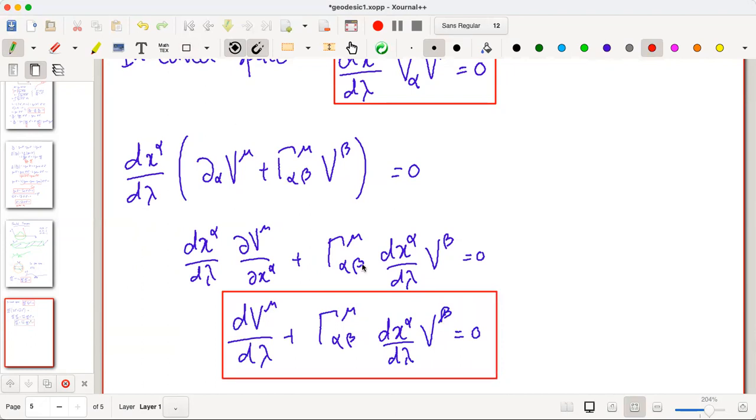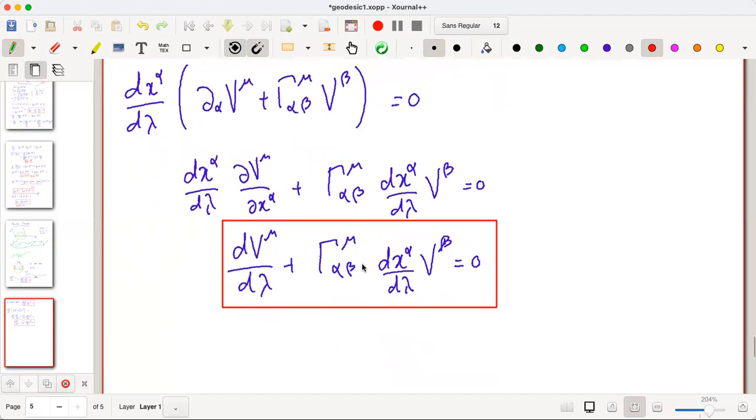So this is the result. This is the equation that the vector v mu must satisfy in order to guarantee that it undergoes parallel transport along a curve x alpha.